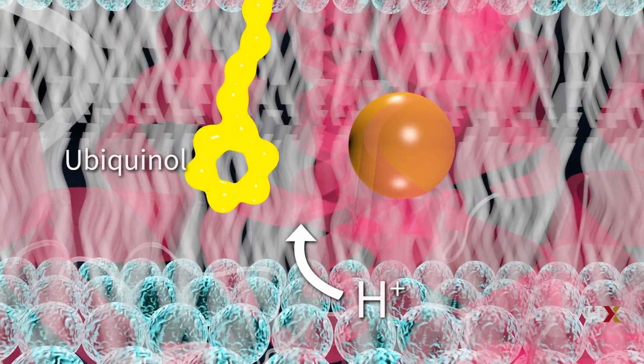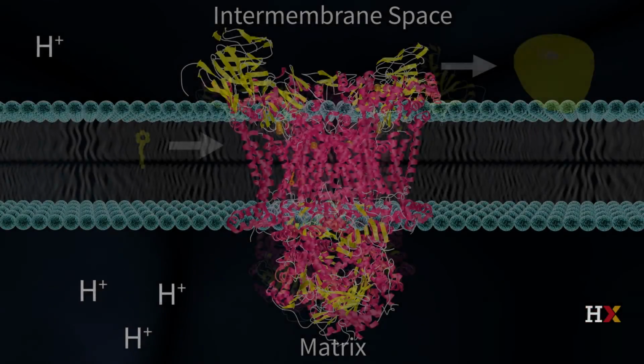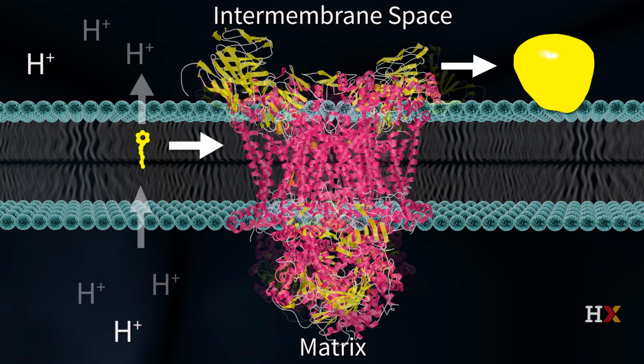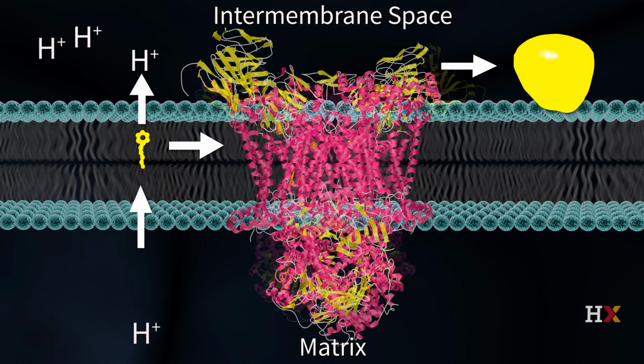Complex 3 returns to its initial state when the Q0 and Qi binding sites release their respective coenzyme Qs. Complex 3 is then able to begin a new cycle. Complex 3 not only solves the problem of electron transfer between ubiquinol and cytochrome C, but it also contributes to the building of the proton gradient across the inner membrane of mitochondria, fueling ATP synthesis.